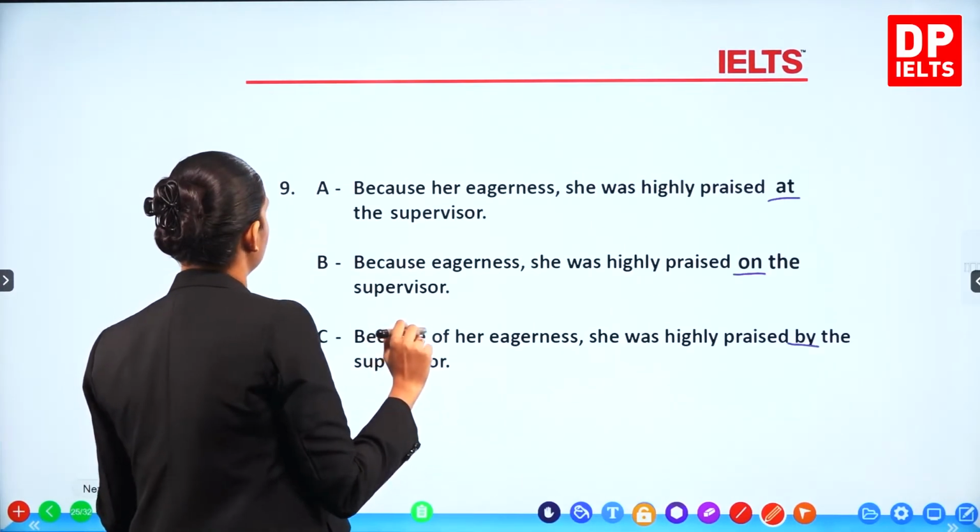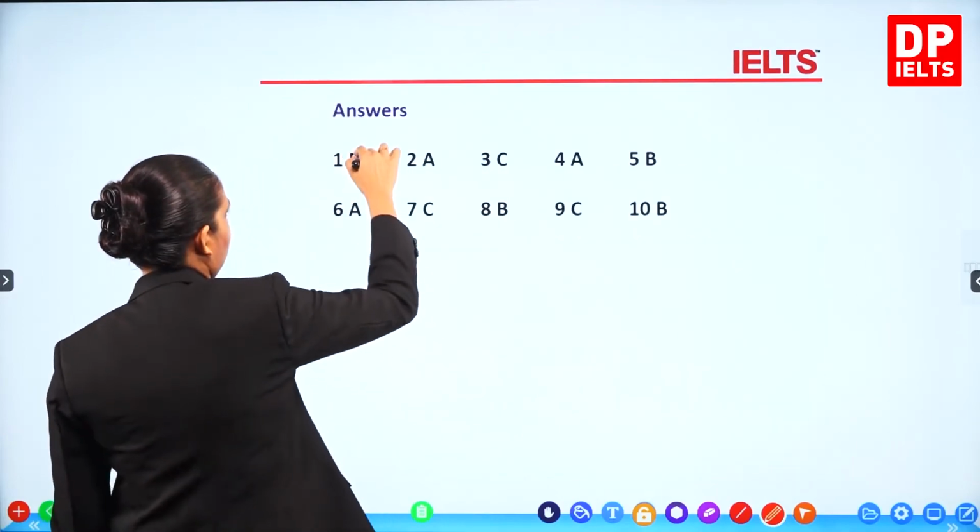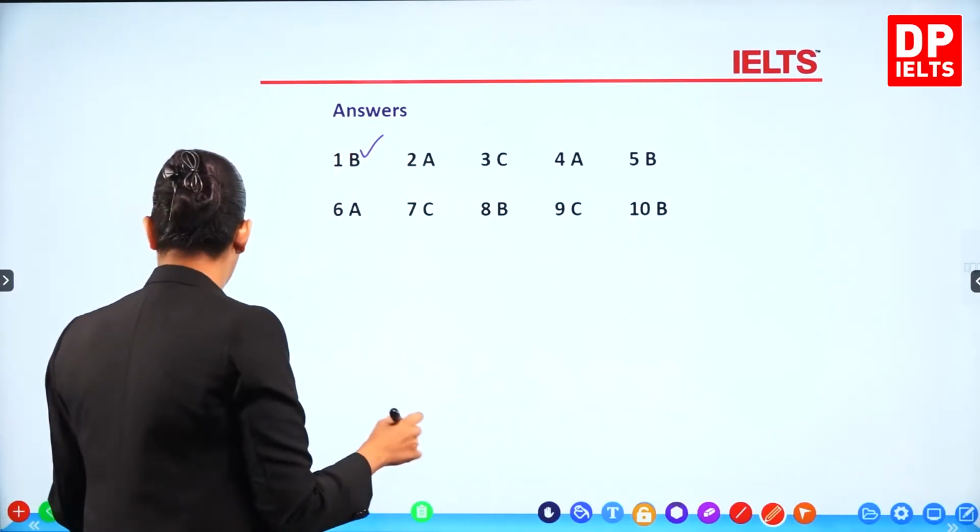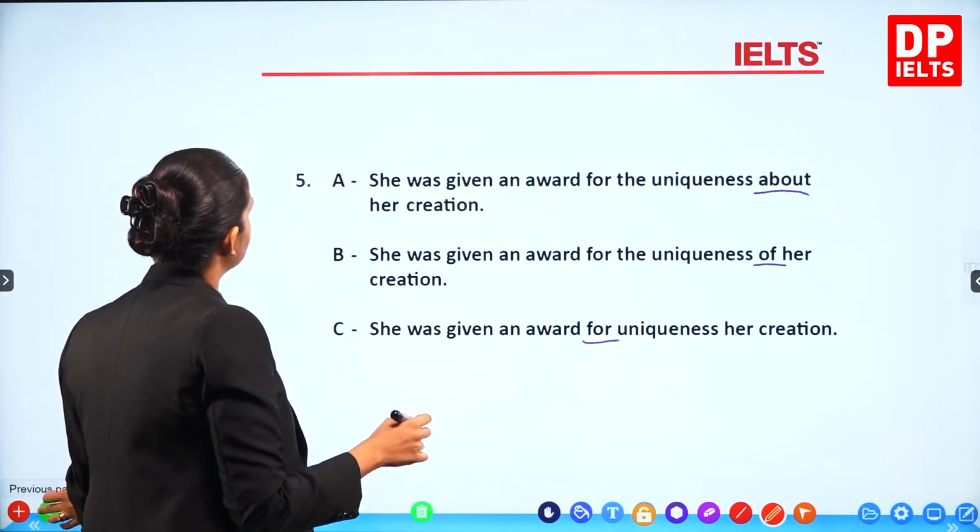Okay, and that's what you need to check. Yes, I've got the B there. Okay, second one, let's have a look at it.